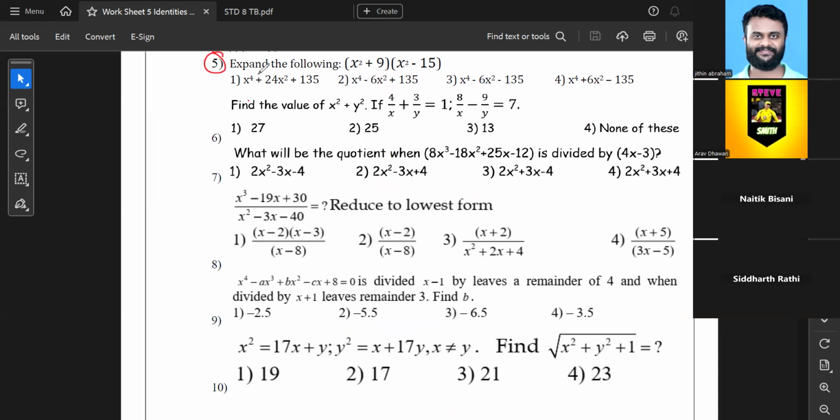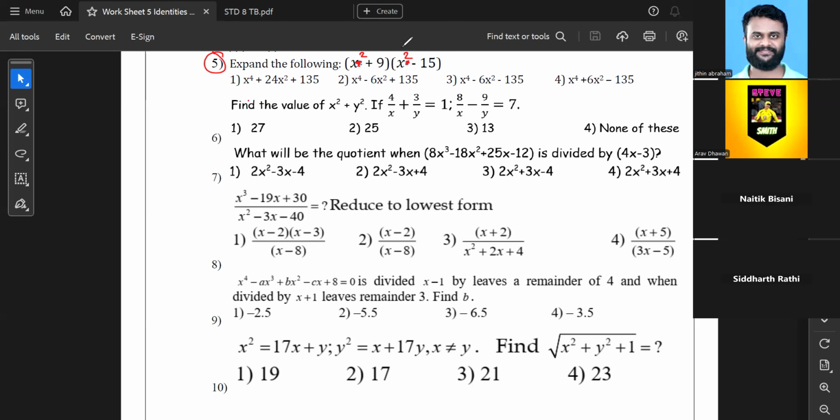Fifth one, expand this one. This is x square plus 9x square minus 15. We are supposed to expand this. As I can see, in this case, we are not supposed to factorize. This one is already factorized. All you have to do is expand.